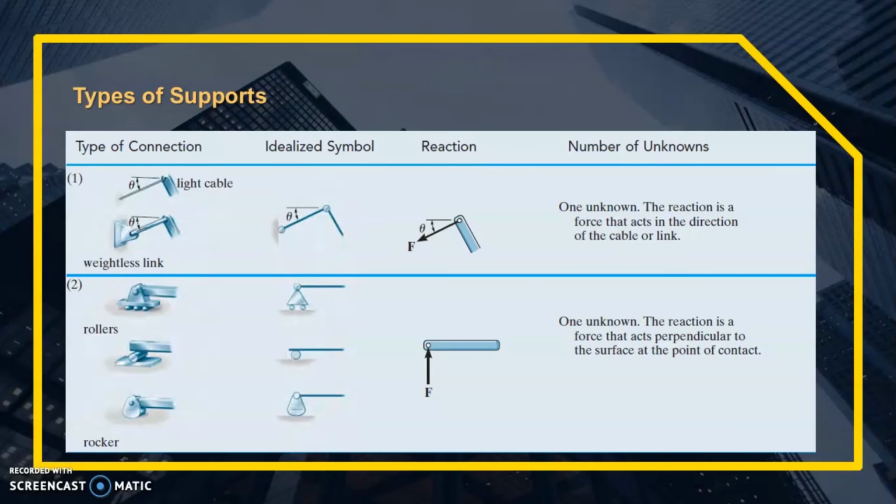These are types of supports. So we have the table here, merong type of connection, idealized symbol, these are the reaction, and number of unknowns. So yung number 1, this is a light cable. Ito yung actual structure niya. This is the idealized symbol.